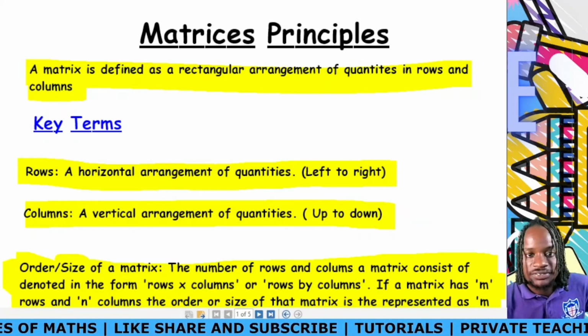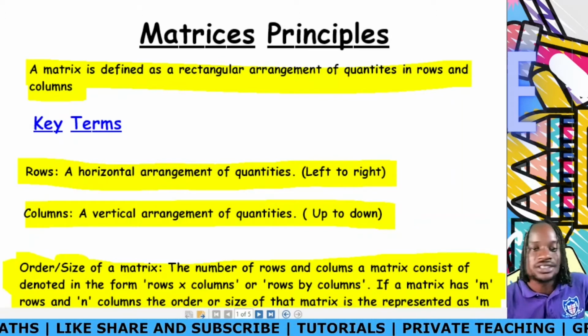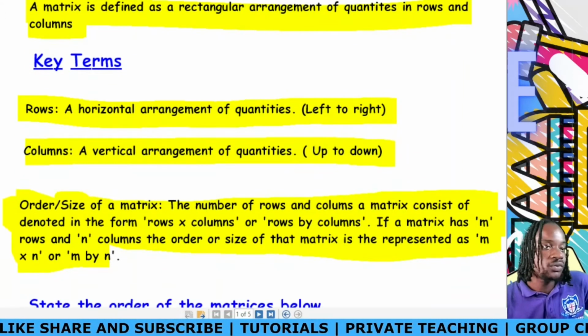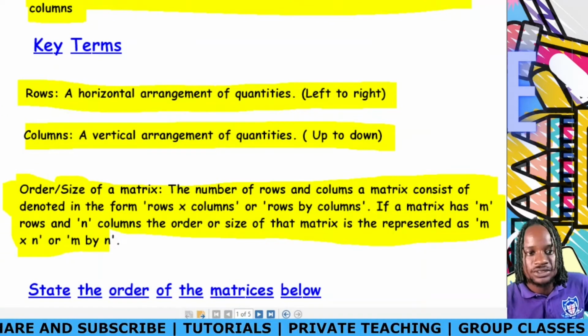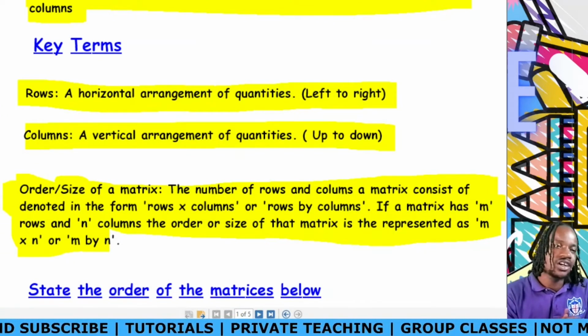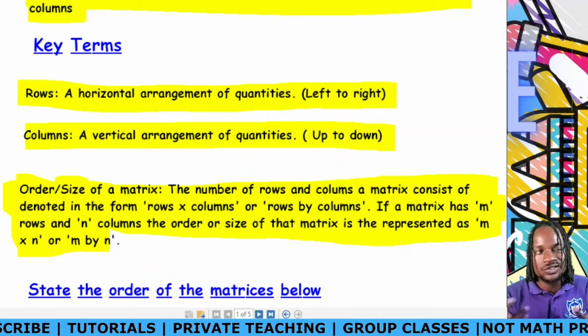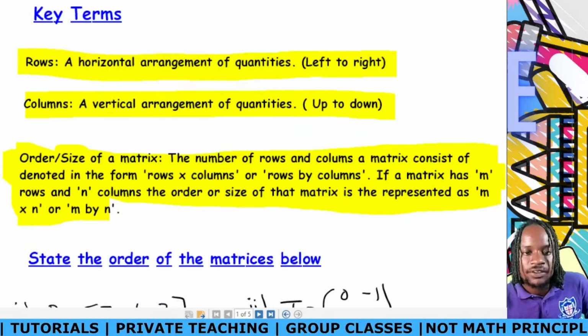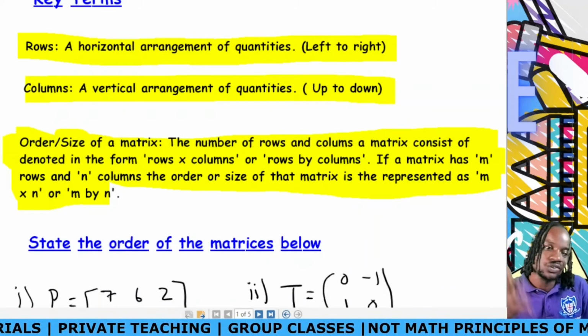A matrix is defined as a rectangular arrangement of quantities in rows and columns. A few key terms here. A row is a horizontal arrangement, left to right. So rows go left to right. Columns are a vertical arrangement, up to down.